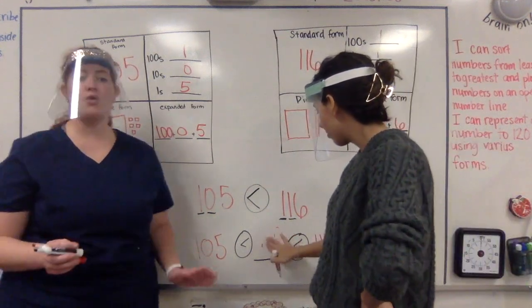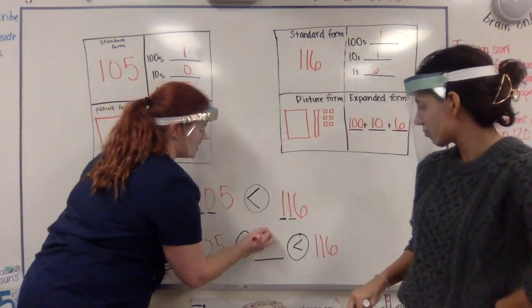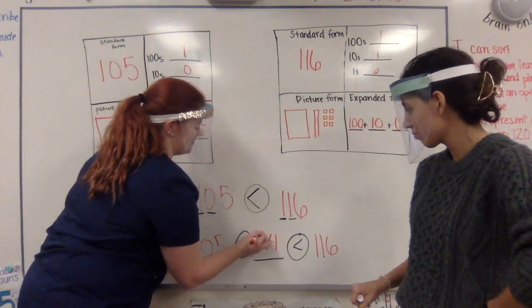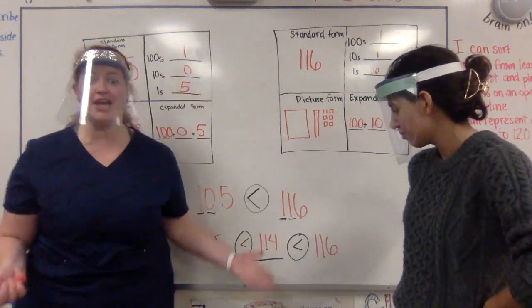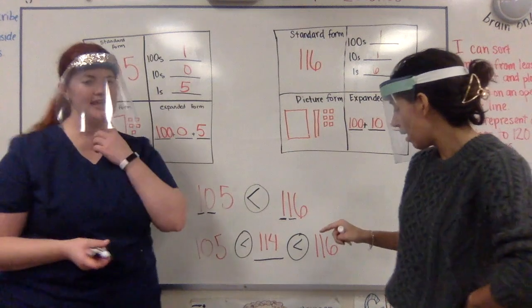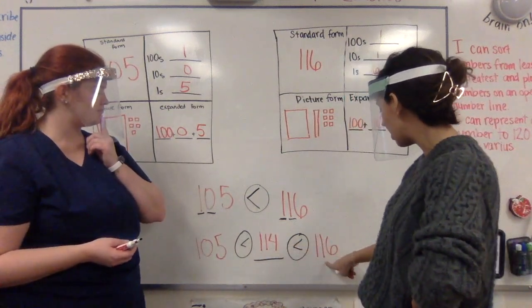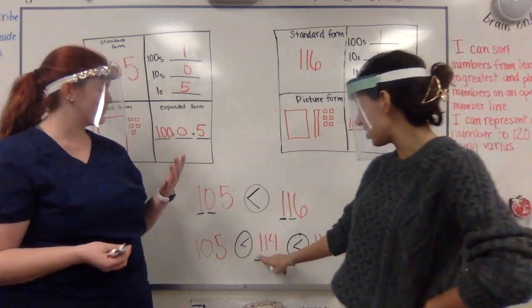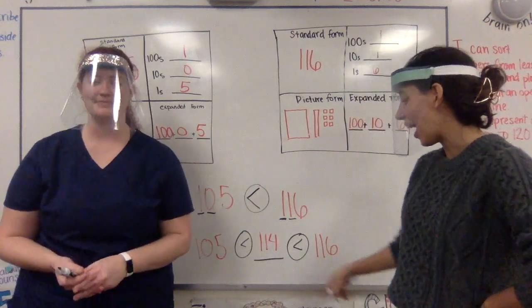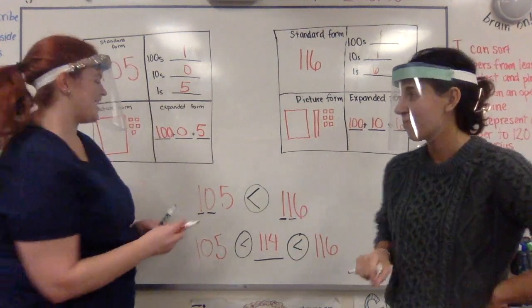Oh, what about 114? Let's try that one. 114. 105 is less than 114. That's true. And 114 is less than 116. That's true. Even though the first 2 numbers are the same, I know that 4 is less than 6. Ooh, I like that, Miss Lestico.